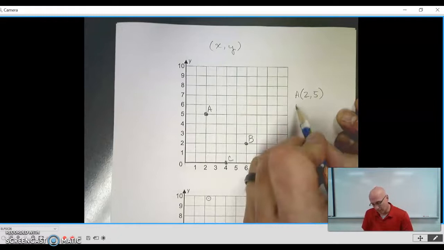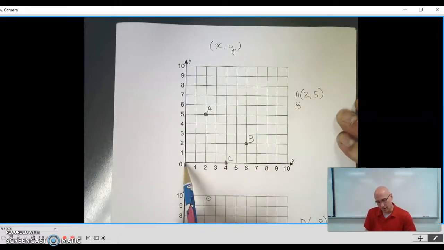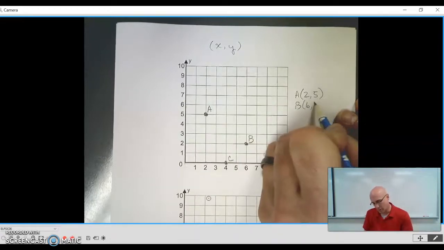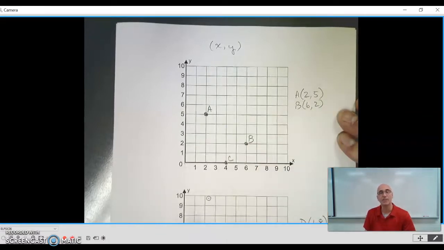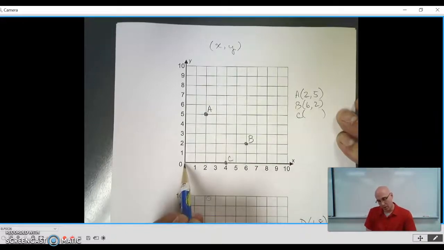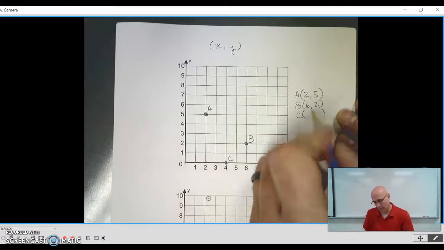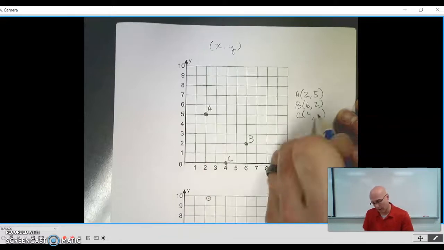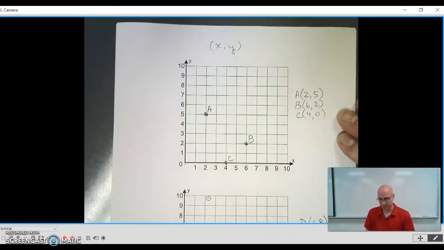Let's name point B. So first we name our x value, which is 6. We put them in parentheses, and then we are going up 2 for our y. So B is 6, 2. Then let's name point C. I'm just going to right away put my parentheses there. So what we're going to do is first name our x coordinate, 1, 2, 3, 4. Then we're going to name our y coordinate. Now we didn't move up off of this axis, so we have a y coordinate of 0.